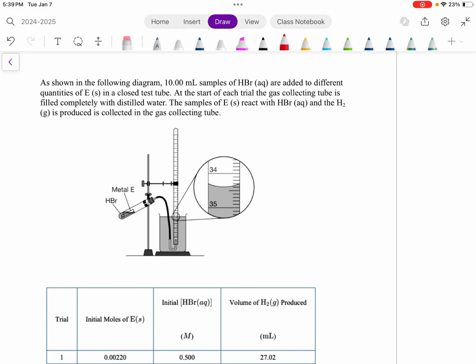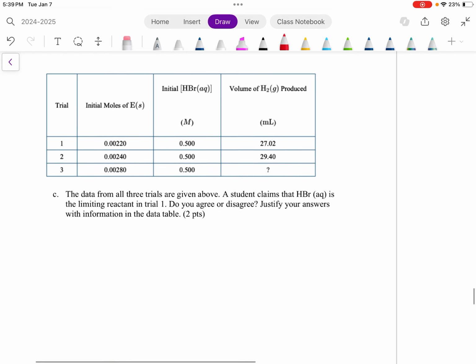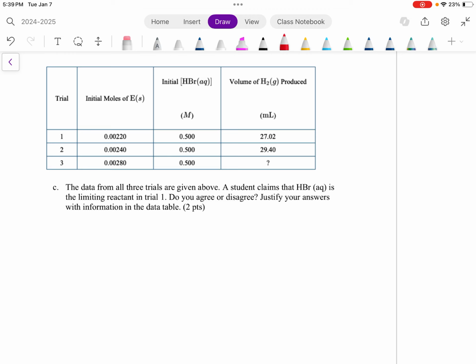Okay, so now we're going to look at some mock data. Here's some data from 3 trials. A student claims that HBr is the limiting reactant in trial 1. Do you agree or disagree? Justify your answer with the information on the table. Again, you should lead your answer with either agree or disagree. So I'm going to say disagree, period. Now I'm going to justify, okay?